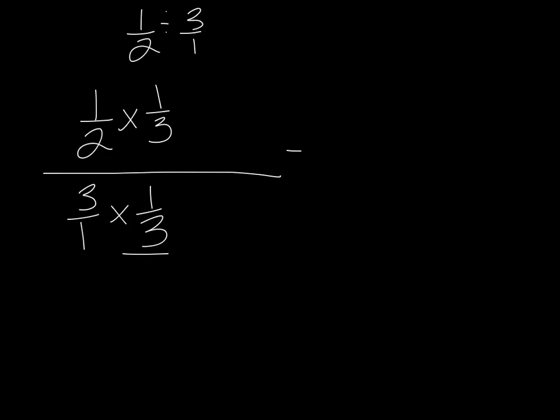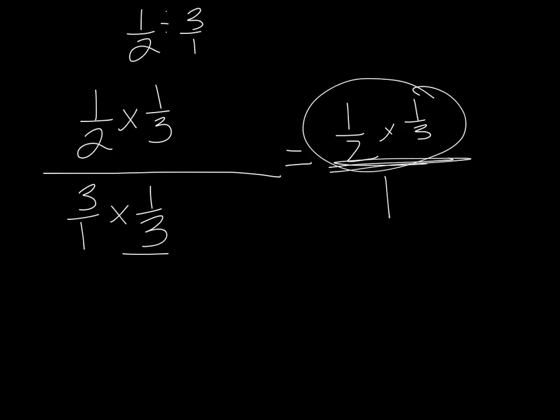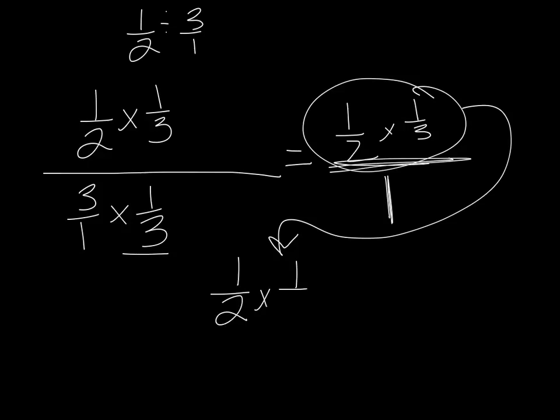Now we rewrite our fraction. We get 1/2 times 1/3 over 1. And since anything divided by 1 is itself, we know that we can just focus on the numerator, 1/2 times 1/3. We cannot simplify, so we just need to multiply straight across. 1 times 1 equals 1, and 2 times 3 equals 6.